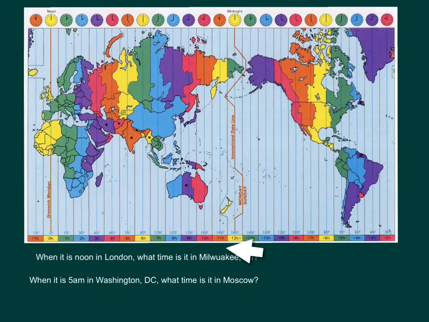The first practice question says, when it's noon in London, what time is it in Milwaukee? So first you need to find London, and then you also need to know where Milwaukee is. It's in Wisconsin, which is here in this central time zone. It also happens to be the same as our time zone. So here's Wisconsin over here. So we're going to try and go from this yellow time zone to this yellow time zone.